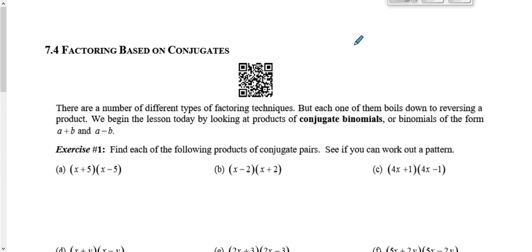Factoring based on conjugates. Yesterday's homework had some problems in it, right? They were two binomials you were multiplying together. Anybody remember that? Like in the back of homework? Say, I don't know, like x plus 5 times x minus 5. You remember when you distributed through twice and combined like terms, what happened?